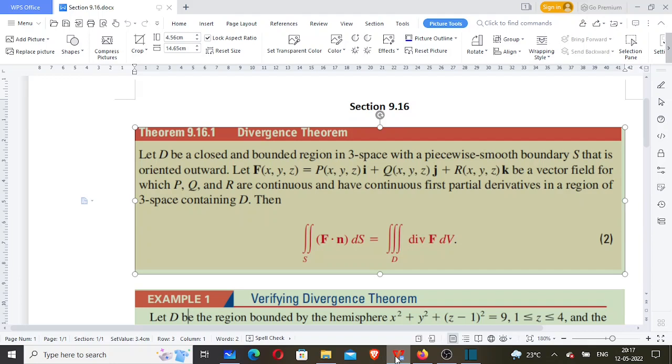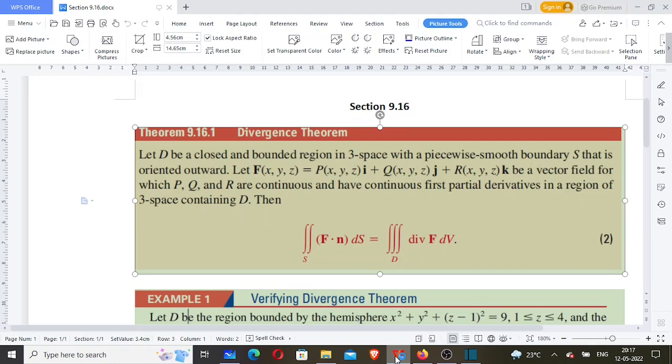The theorem states that let D be a closed and bounded region in 3-space with a piecewise smooth boundary S that is oriented outward. Let F(x,y,z) = P(x,y,z)i + Q(x,y,z)j + R(x,y,z)k be a vector field for which P, Q and R are continuous and have continuous first partial derivatives in a region of 3-space containing D.